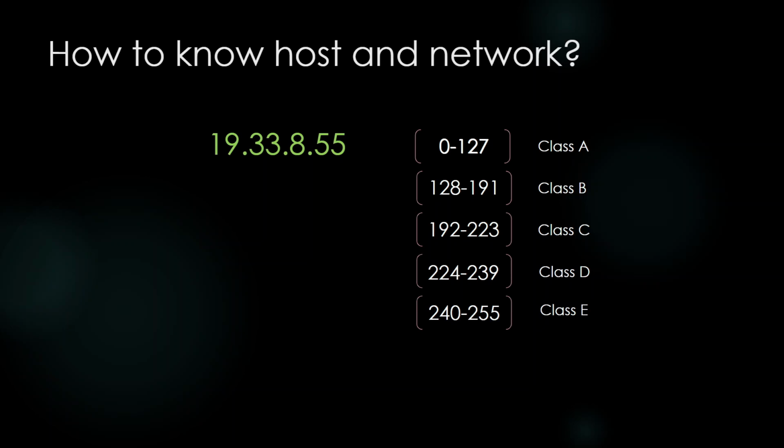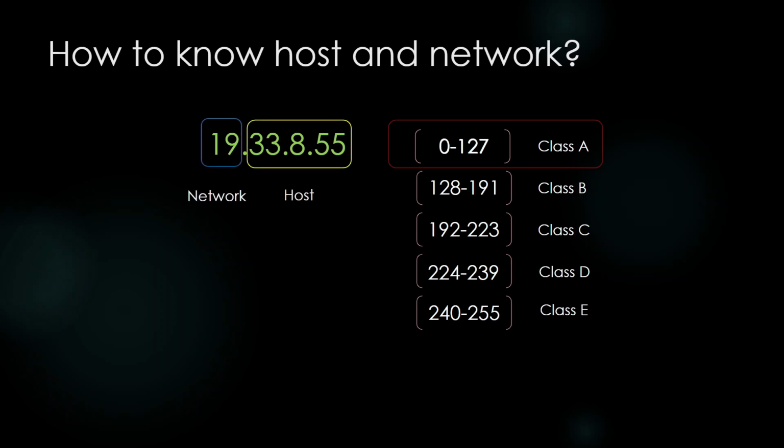For example, as you can see on the screen, one IP address is given, which is 19.33.8.55. To find the network part and the host part of the IP address, first of all, we have to find which class this IP address belongs to. As you can see, the first field is in the range of 0 to 127. It means this is a class A IP address. So in a class A IP address, the first field is for network and the remaining fields are for host.